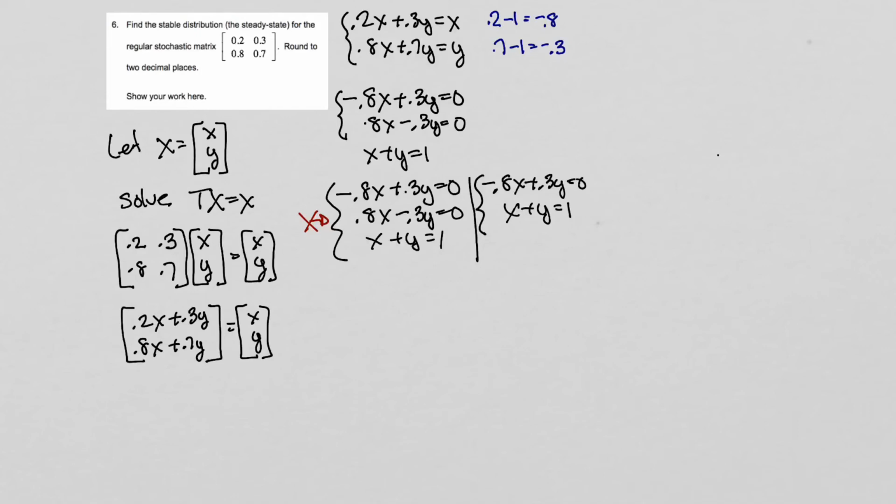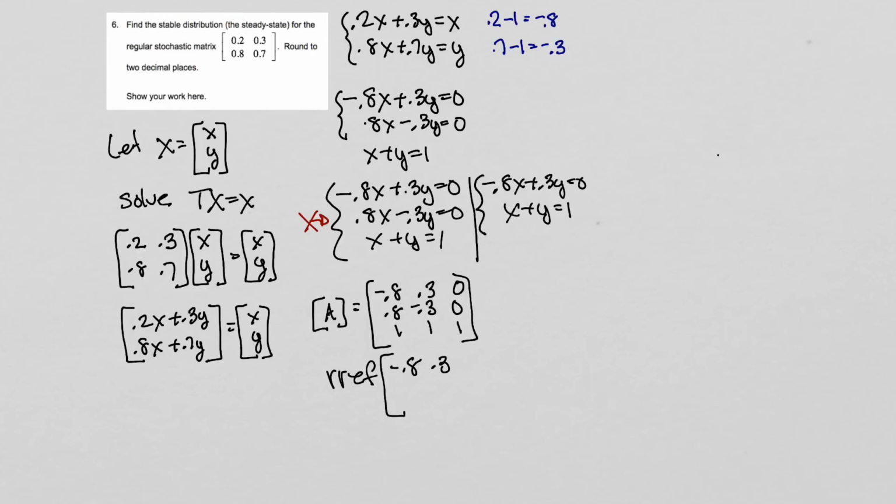I think by paper and on the board we've done this one over here. So what would happen if we did this? Let's put this into matrix A on our calculator. So matrix A is going to look like this. We're going to put in negative 0.8, 0.3, 0, 0.8, negative 0.3, and 0, then 1, 1, 1. And what we're going to do is RREF this matrix.